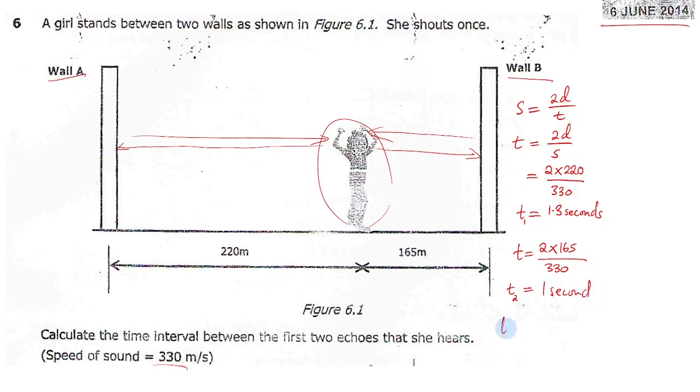So now the time interval, which is the time change, is going to be T1 minus T2. T1 was 1.3 minus this T2, which is 1, which is 0.3 seconds. So this will be the time interval, the change in time. So that will be the answer there, guys.